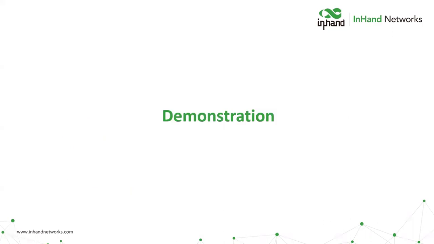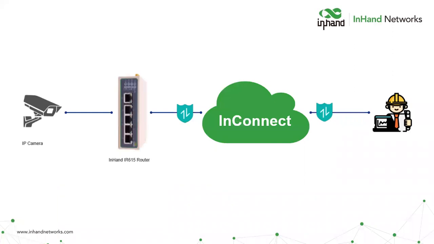So without further ado, I'm gonna show you how I can remotely access my devices in a scenario where I have an IP camera connected to an InRouter 615. Firstly, I've already registered an account and ensured my router can access the internet. One of the most important steps is to associate the router with the InConnect account, which needs to be done locally. I'm not gonna show you because it's very easy to understand.